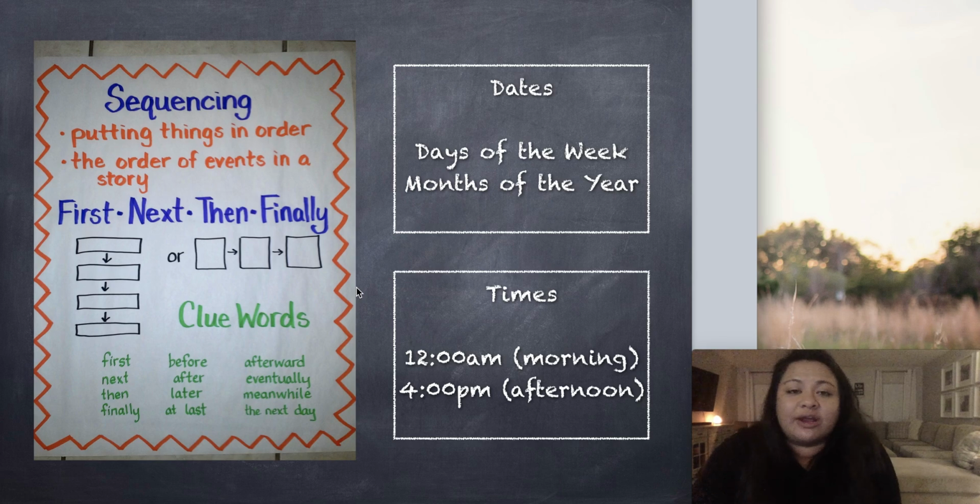Another way that you can recognize sequencing in a story is through dates. Sometimes days of the week will be written out in the text, or months of the year, or even the year, like 2020 or 2018, 2019. Another way that you can recognize sequencing in the text is through times. Sometimes they'll have something like 12 a.m., which is in the morning, or 4 p.m., which is in the afternoon.